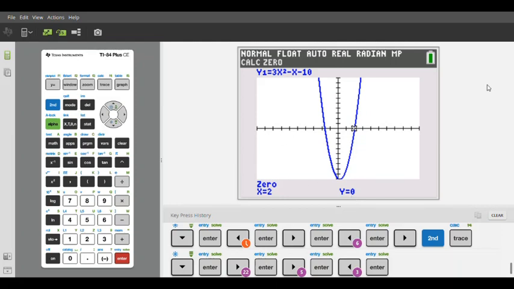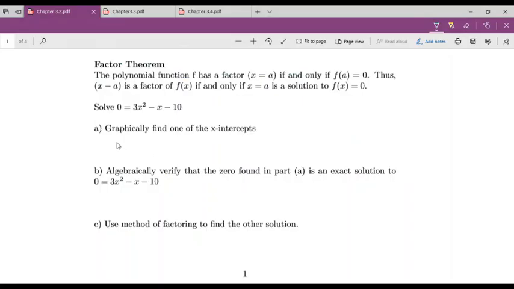Let's go back to your notes and begin filling it back out. So this part A right here says graphically find one of the x-intercepts. We did that, and we saw that x equals 2 was one. So let's go with x equals 2 for that, and we'll see if we can find that negative 1.6666 repeating by using a method of factoring.